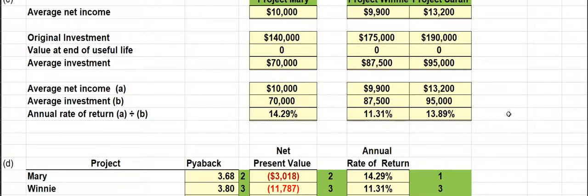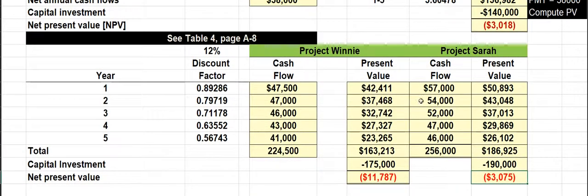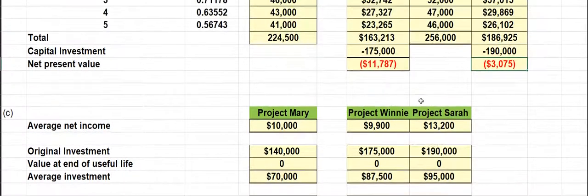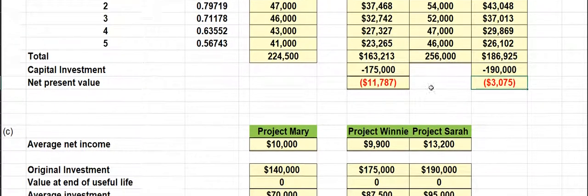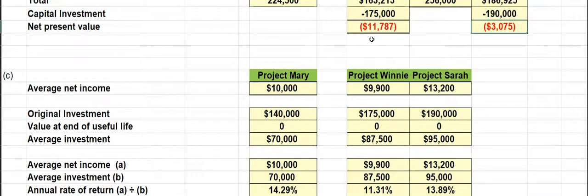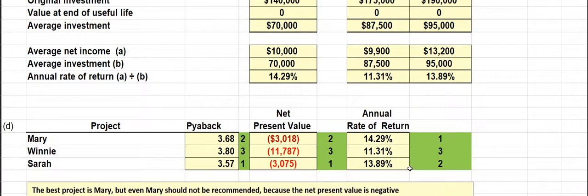All three projects have one thing in common when it comes to the NPV, and that is they are unacceptable. But if you were to rank them from the least unacceptable to the most unacceptable, then the one with the smallest or lowest NPV would be ranked first, and the one with the largest negative would be ranked third.